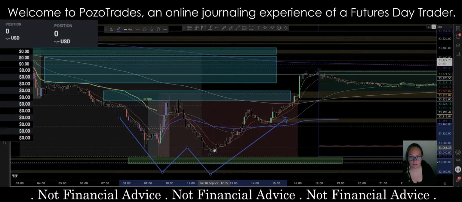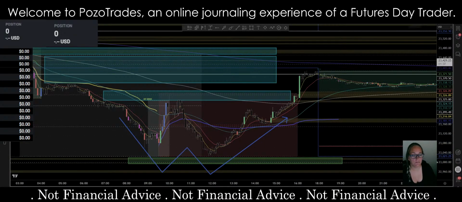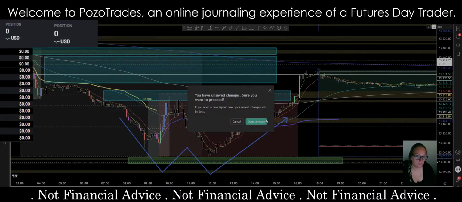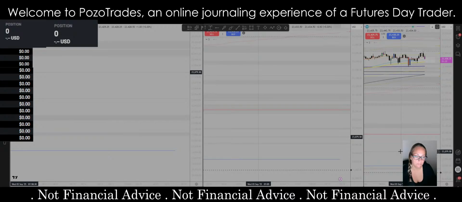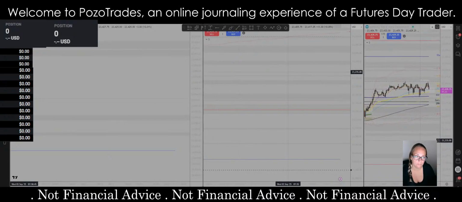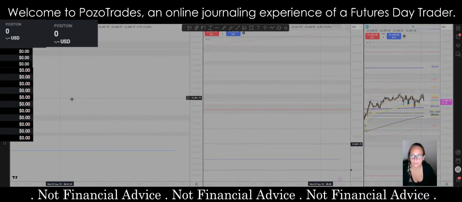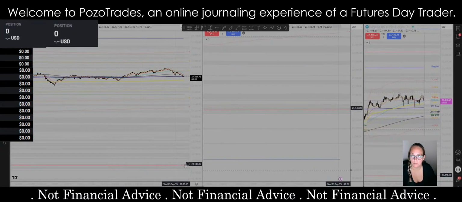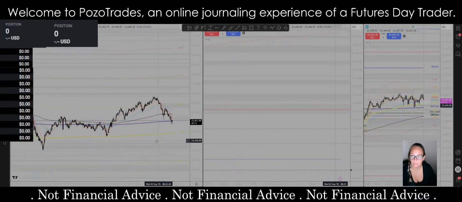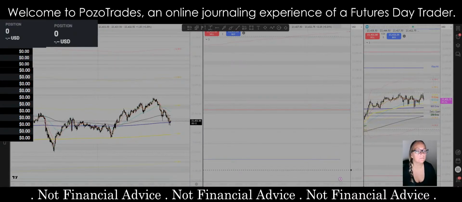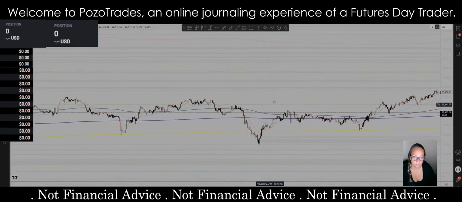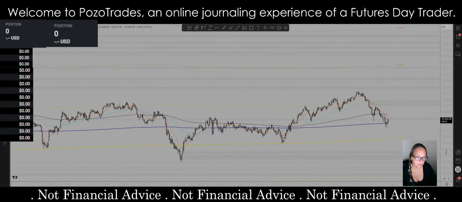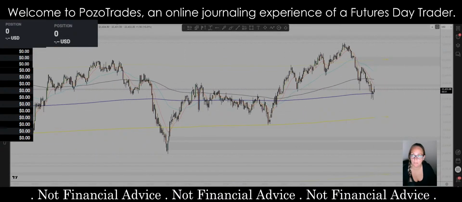Can't decide if I like the black or the white. I'm gonna flip it, hang on. Open anyway. Okay, so I have... I hate how bright this white is, but that's okay.